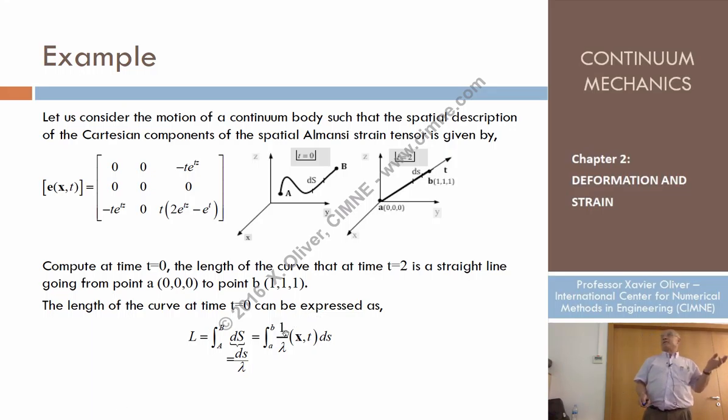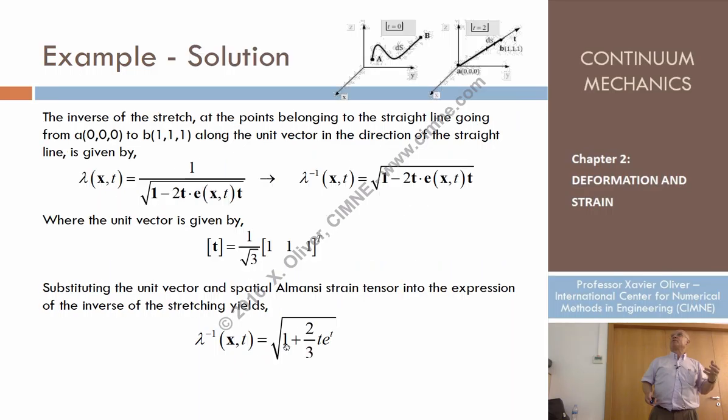Now, let's apply the formulas. We go to the formula for lambda. What is the expression of lambda? You have derived that it is 1 divided by the square root of 1 minus 2, 2 plus lambda. Let's do it. We are dealing with that vector, t. What is the vector going from point A to point B having unit modulus? It's a vector whose components are 1, 1, 1, divided by its norm, which is the square root of 3, to keep unit modulus. So this is that vector. I replace it here.